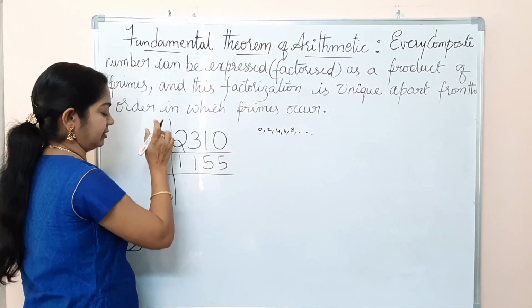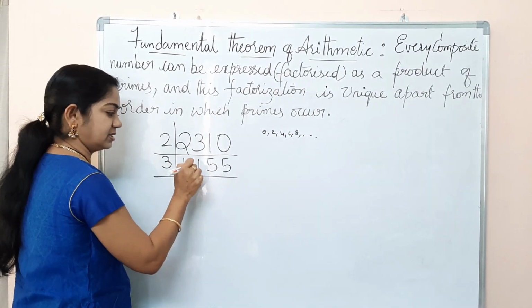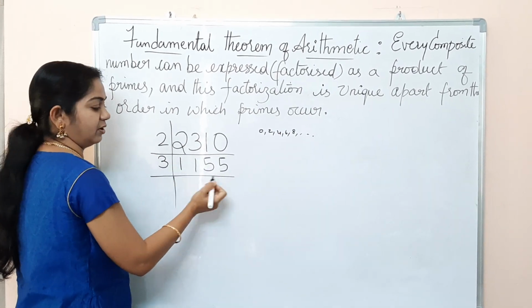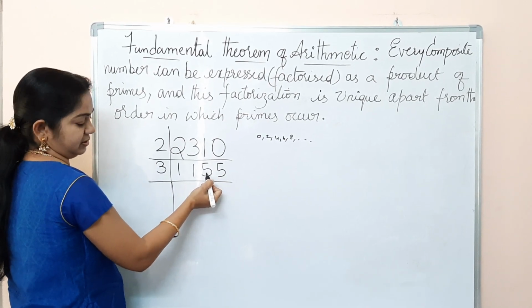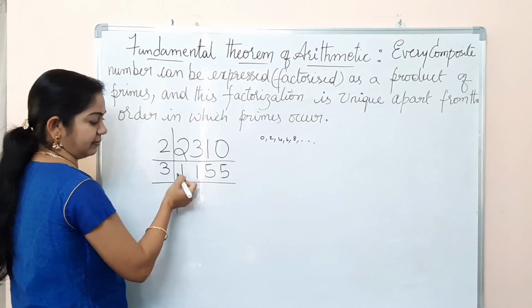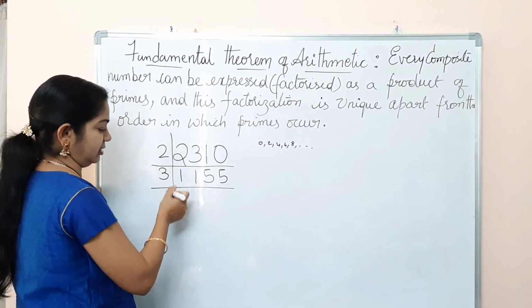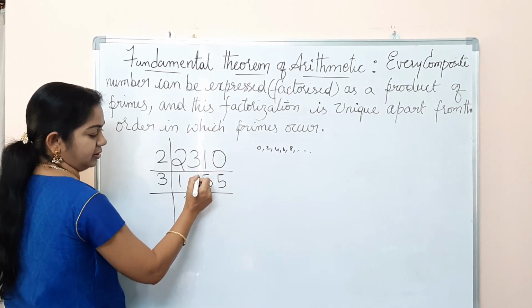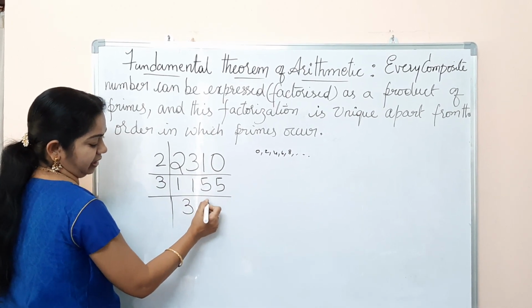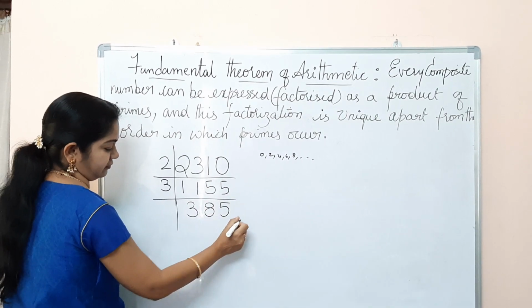So let me take the next prime, that is 3. I'll check whether this number will go with 3 or not. Sum the digits: 5 plus 5, 10, 11, 12. The sum of the digits is 12, and 12 is divisible by 3. So this number goes with 3. 3 threes are 9, 3 eights are 24, 3 fives are 15.